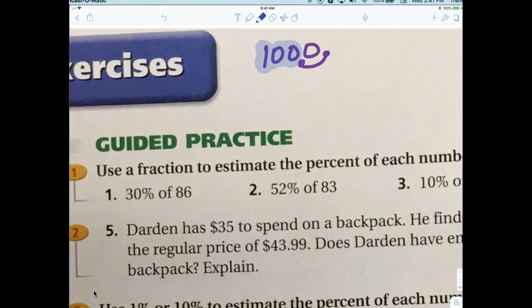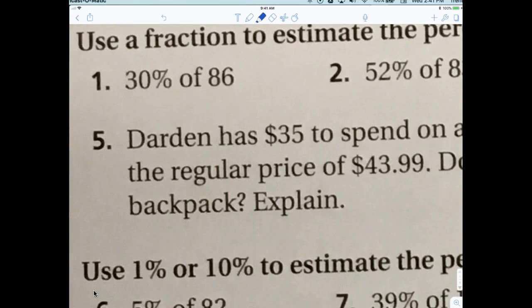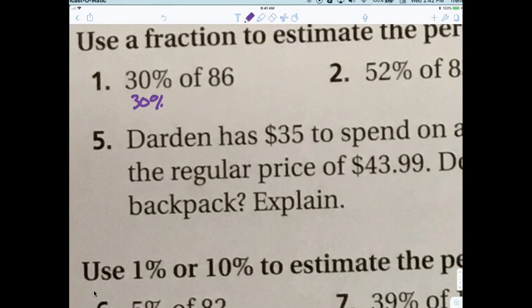All right, here we go. Take a look. Now, we're estimating. Would I want you to estimate using 86? No, we would round that to 90. So here's what I want on your paper. I would like for you to write 30% of 90. Then underneath that, I would like for you to write 10% is equal to how much? 9. 10% is 9.